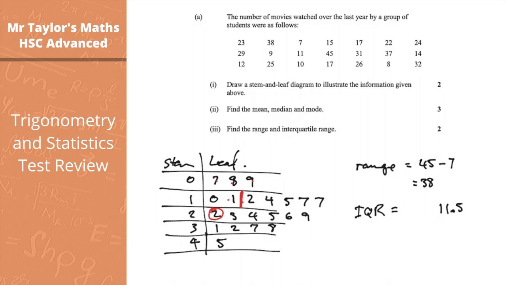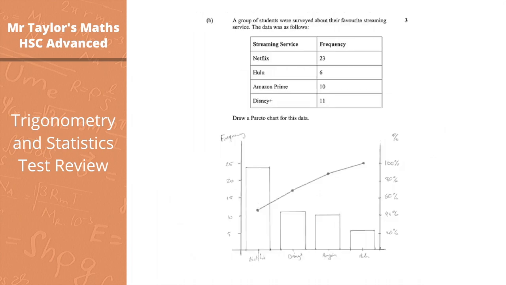That's your Q1 and your Q3, let's have a look here. 1, 2, 3, 4, 5. So it's in between 29 and 30. So halfway between 29 and 30 is just 30. So that's 18.5.